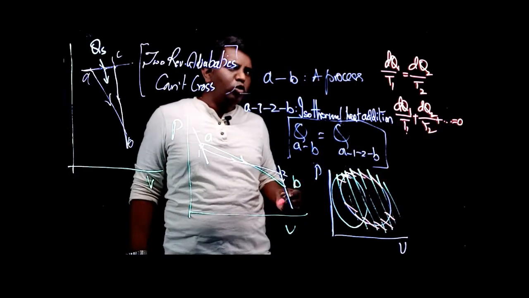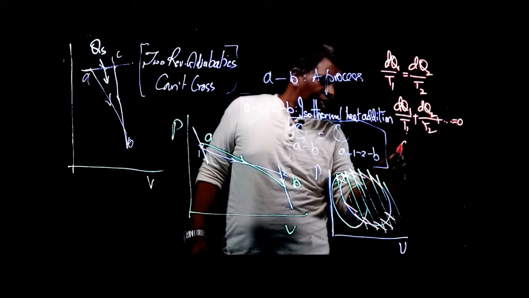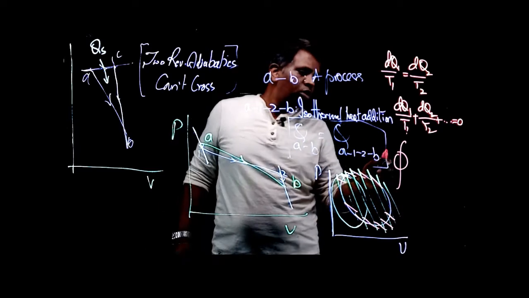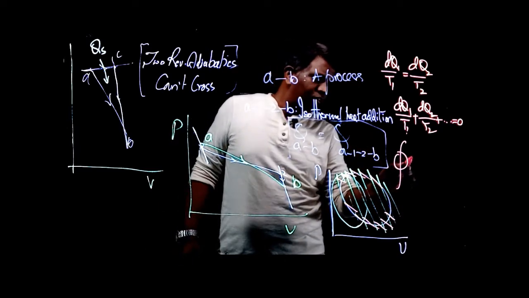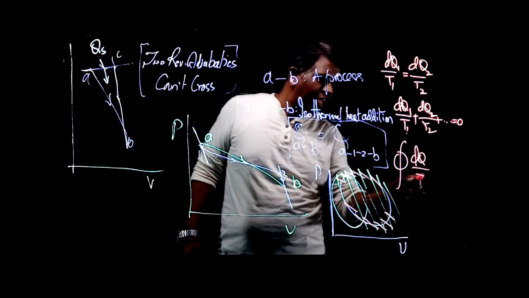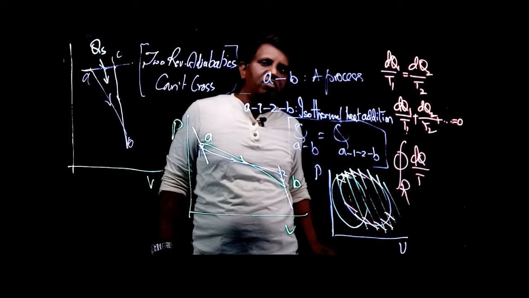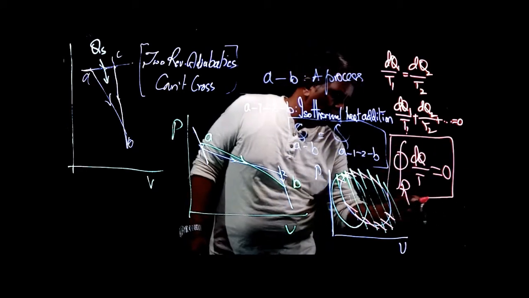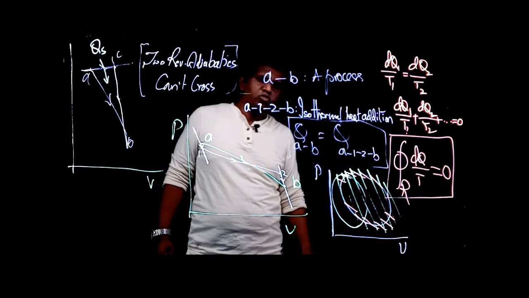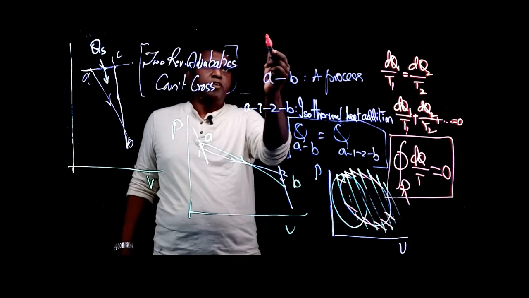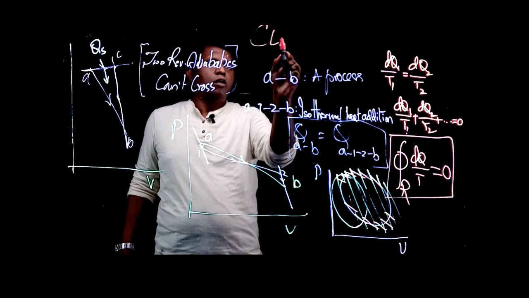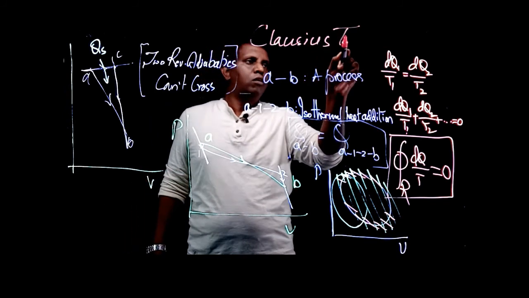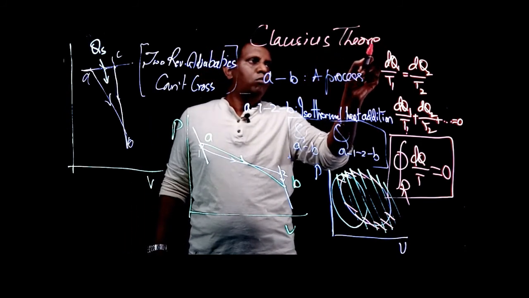An important conclusion that we can draw is that the cyclic integral, where we add up all Carnot cycles, of dQ by T, if it is a reversible cycle, should be zero. This is the most important conclusion, which we call the Clausius theorem.